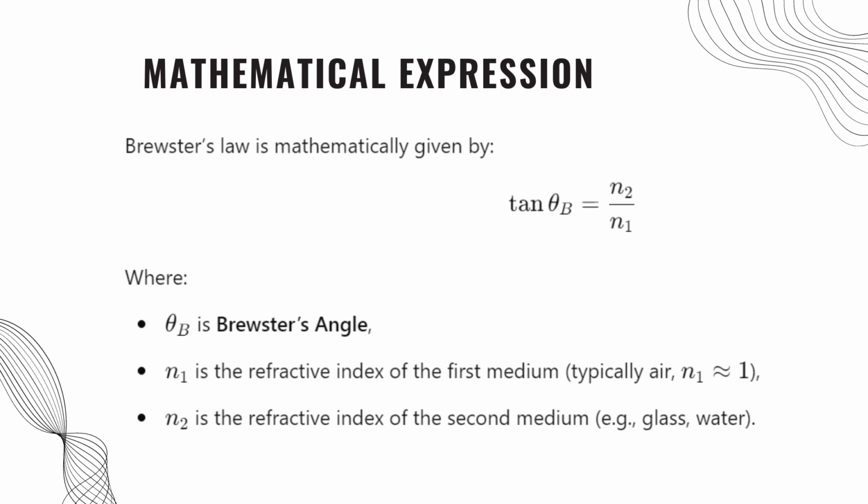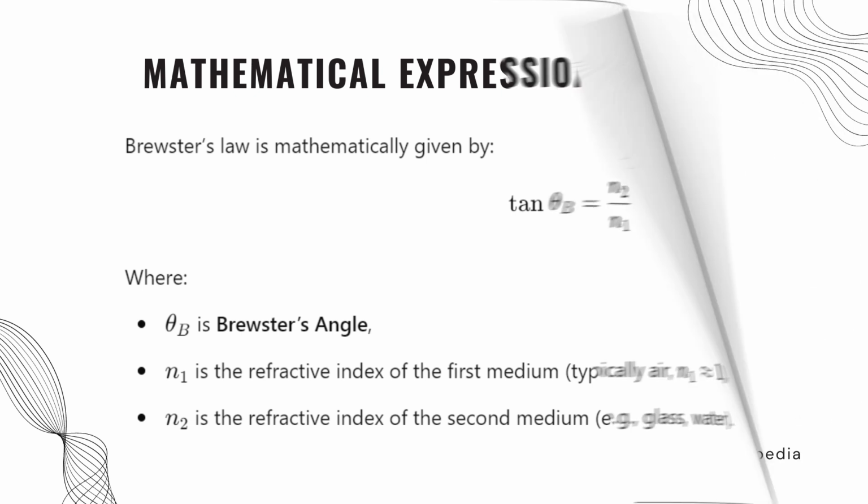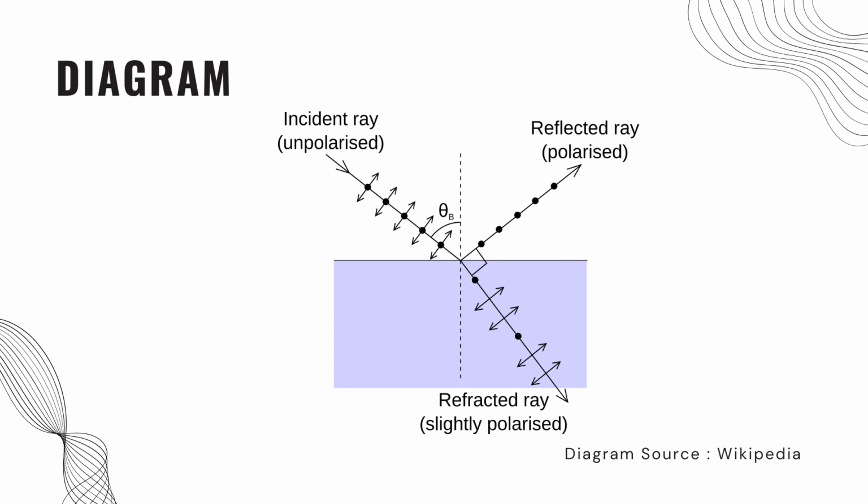At Brewster's angle, the reflected and refracted light rays are perpendicular to each other, with the reflected light fully polarized in the plane parallel to the surface. A diagram for Brewster's law shows light striking a surface at Brewster's angle, with the reflected light fully polarized and the reflected and refracted rays making a 90 degrees angle to each other.